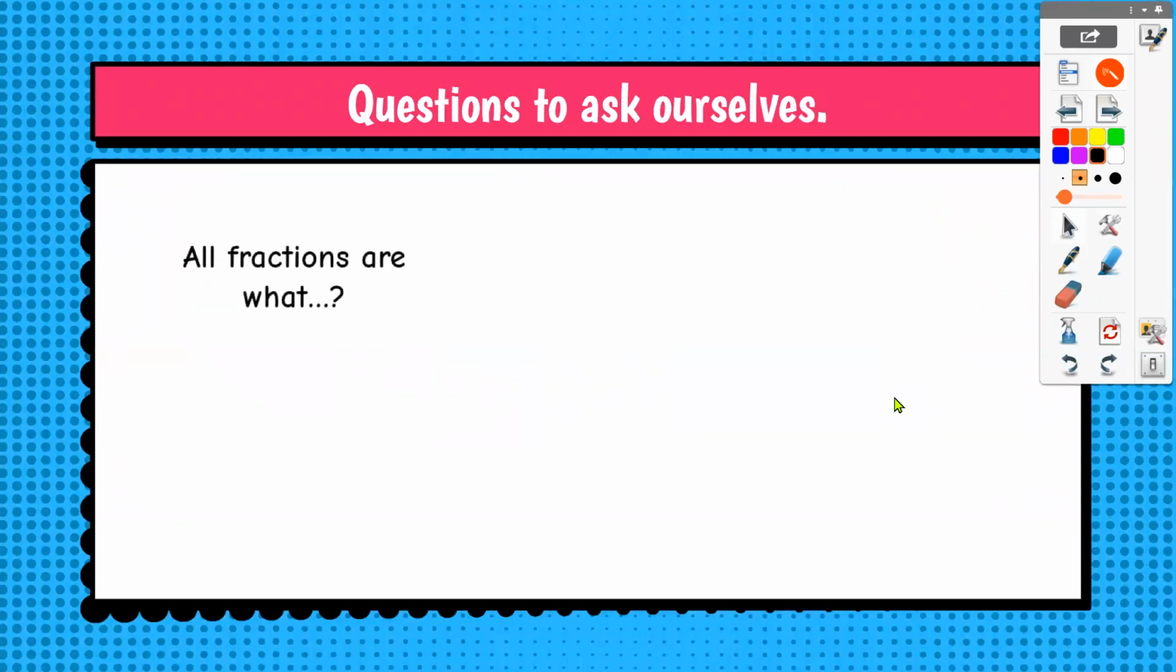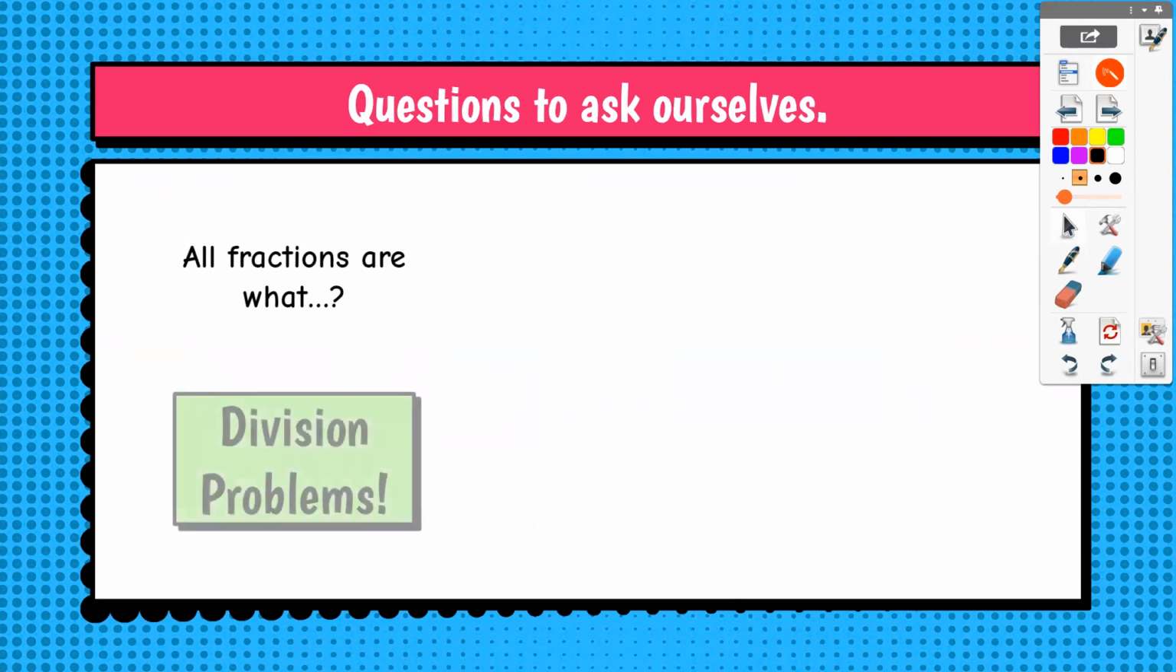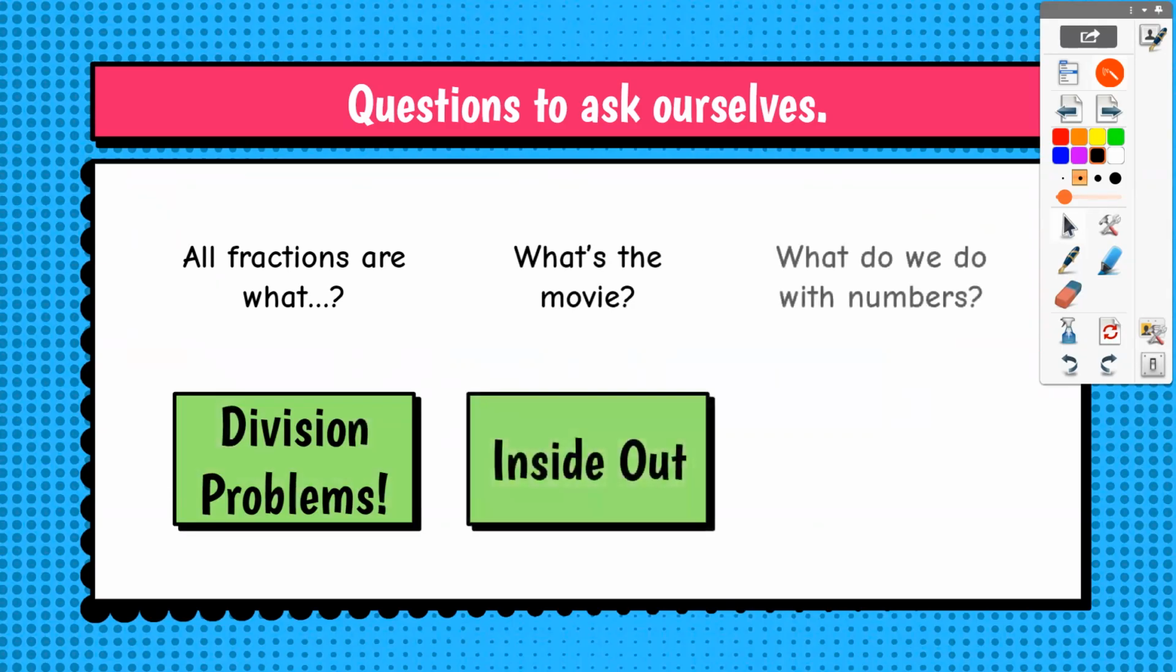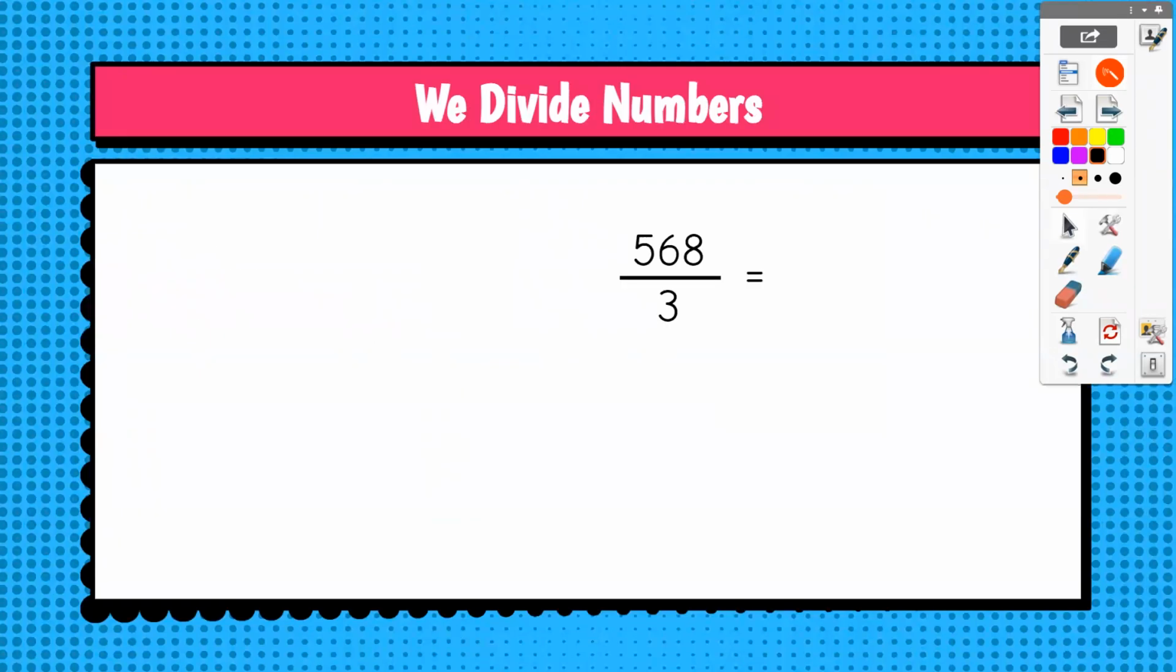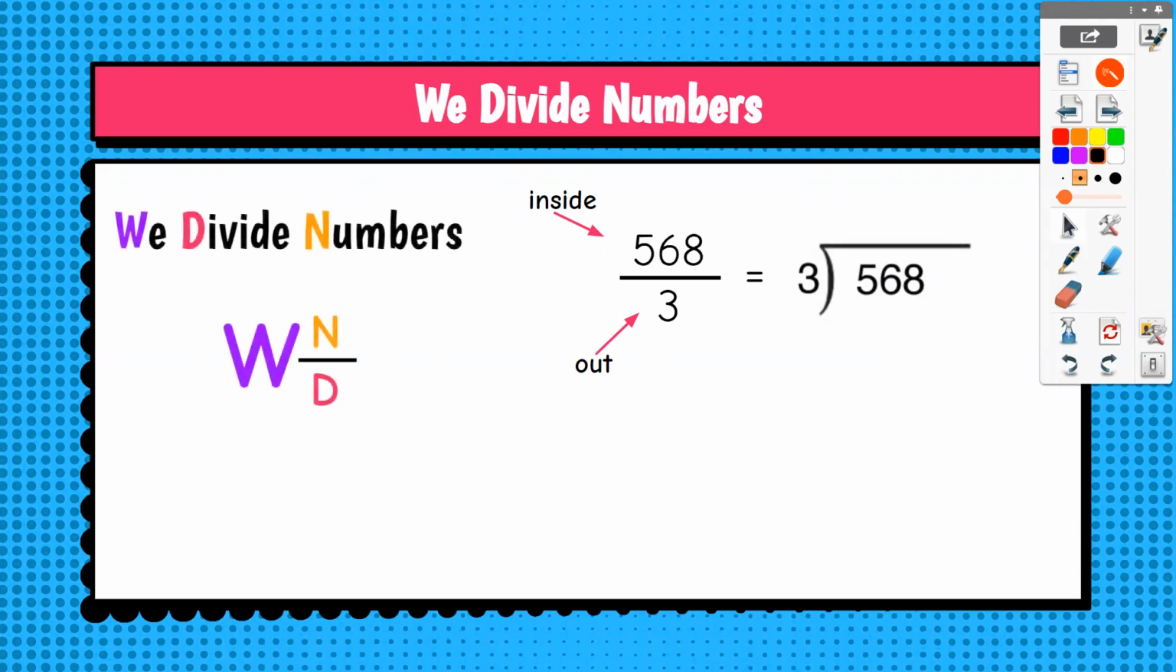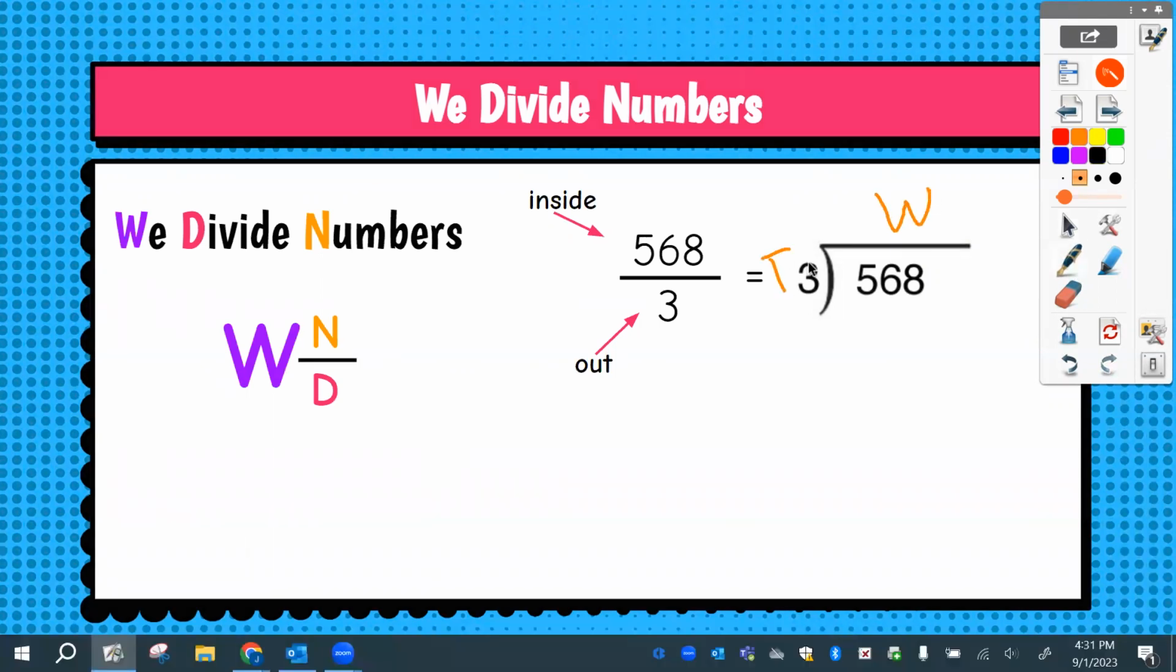So questions we need to remember to ask ourselves: all fractions are what? Division problems. What's the movie? Inside Out. And what do we do with numbers? We divide numbers. Remember, that was the mixed fraction that we wrote: whole, numerator, denominator. Again, inside out. So we wrote it, it would look like that. Top in, bottom out. We divide numbers. So if I multiplied it out, in the end, we would put our whole number, and then the divide, and then whatever our remainder was our numbers.